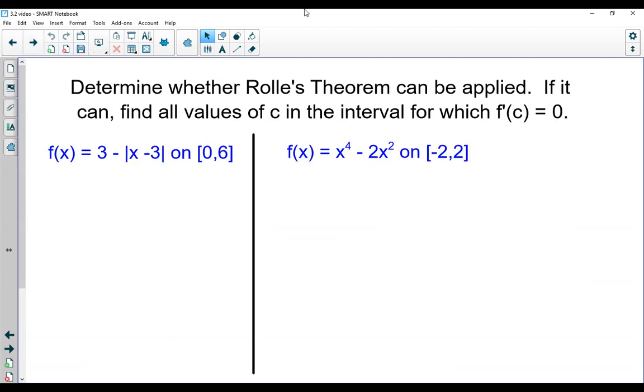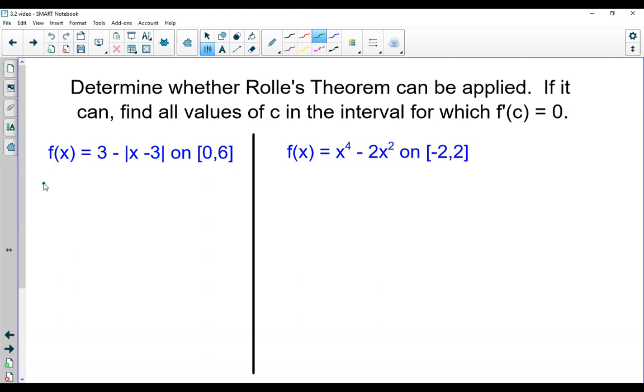If we take a look at two examples with Rolle's theorem, we want to determine whether or not Rolle's theorem can be applied, and if it can, find all the values of C in the interval for which f prime of C equals 0. When I look at this first one, f of x equals 3 minus the absolute value of x minus 3 on the interval 0, 6.